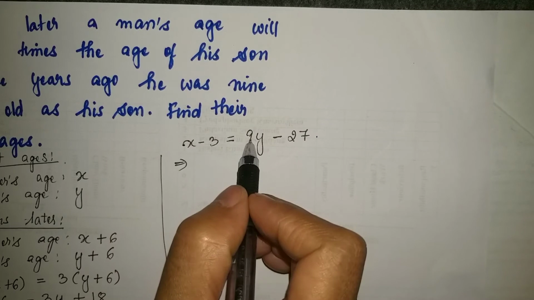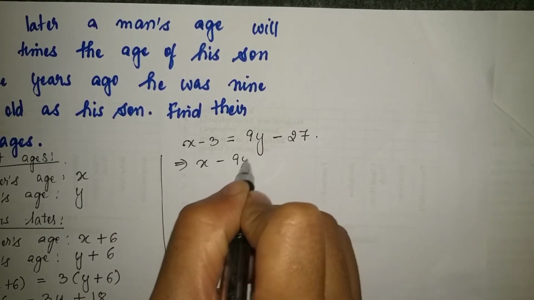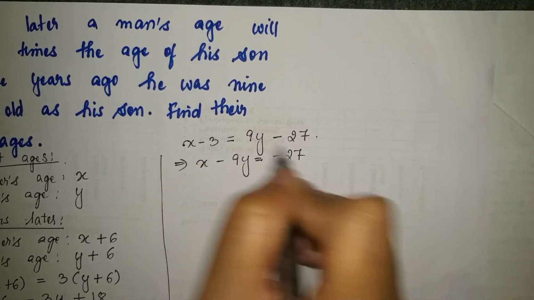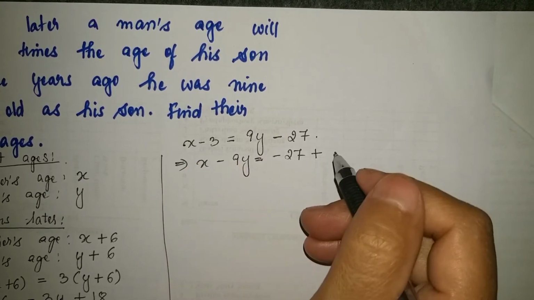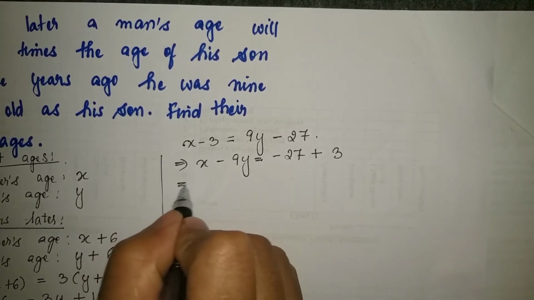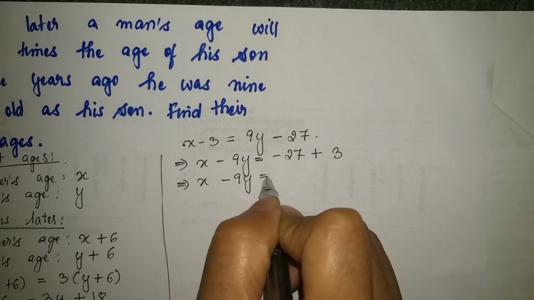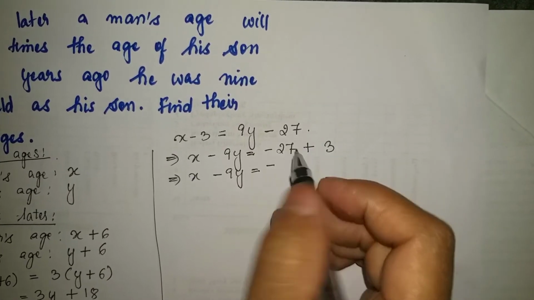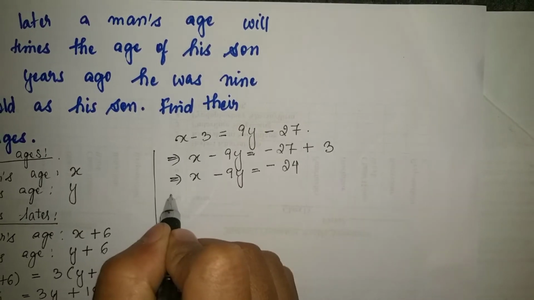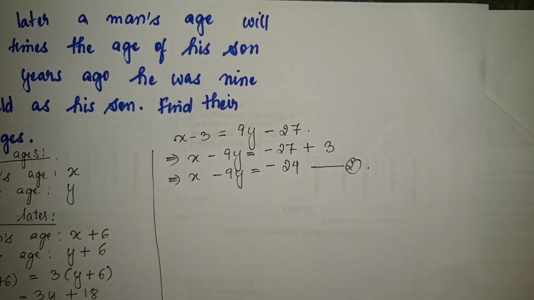Take x and y on one side. I'm going to have x minus 9y equal to minus 27. I take minus 3 to the other side, it will be plus 3. So we will have x minus 9y equal to minus 27 plus 3, which is minus 24. So this is my second equation.